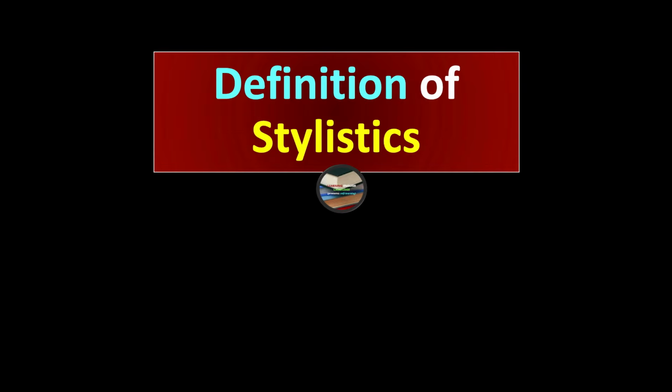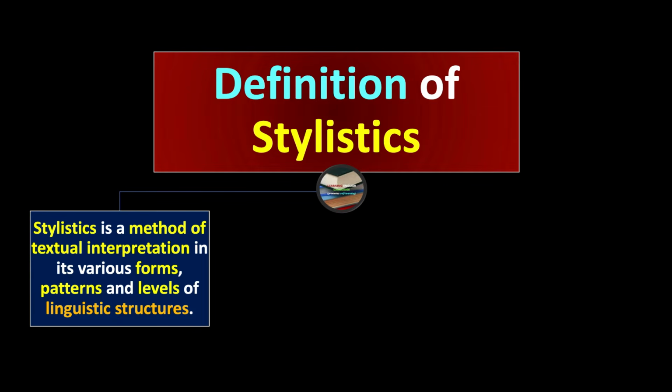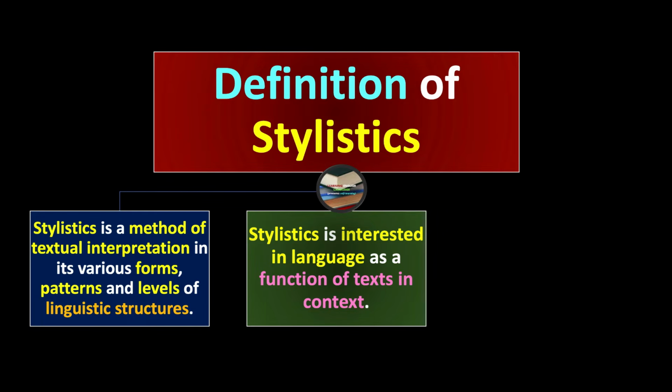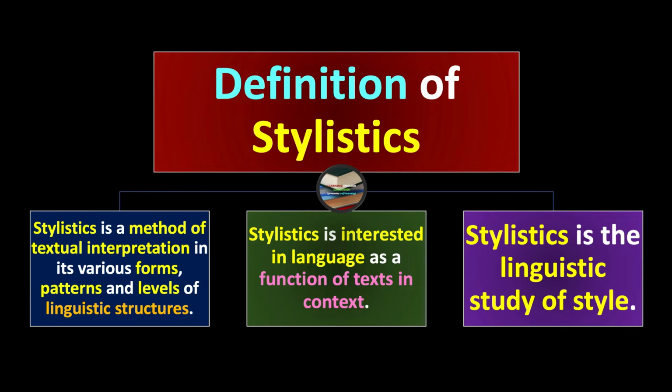We continue our discussion. We now have the definition of stylistics. The first definition is: stylistics is a method of textual interpretation in its various forms, patterns, and levels of linguistic structures. We have another definition: stylistics is interested in language as a function of text in context. And the third one is: stylistics is the linguistic study of style.